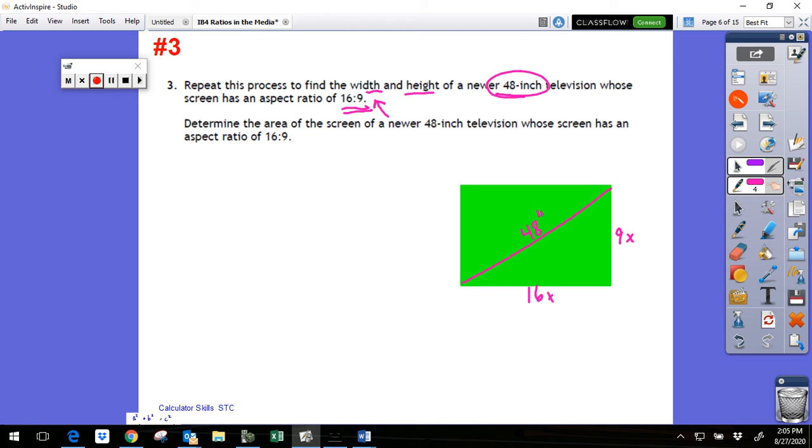And guys, here's where the algebra comes in. We need to take 16x squared. We need to add that to 9x squared. Right? A squared plus b squared equals c squared. And that's going to equal 48 squared.